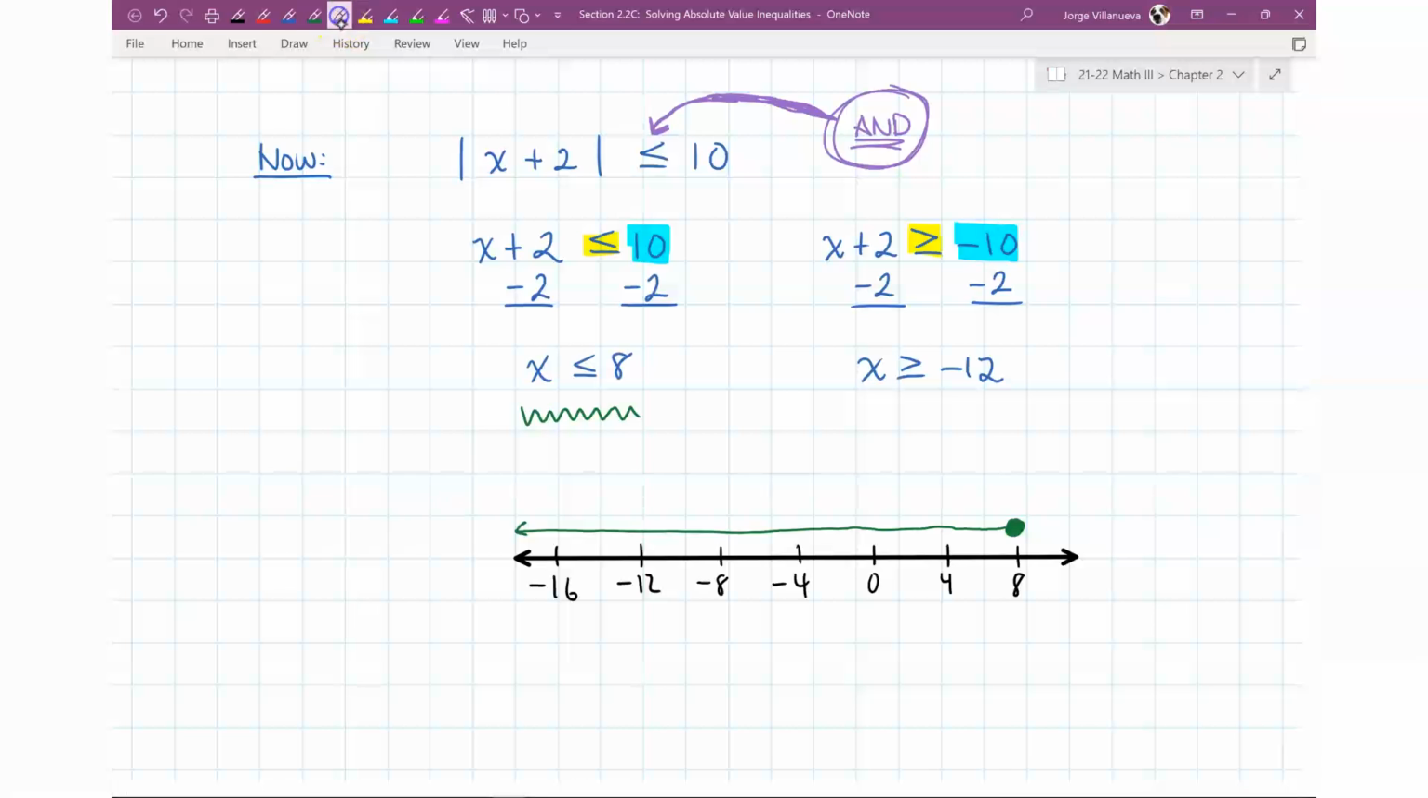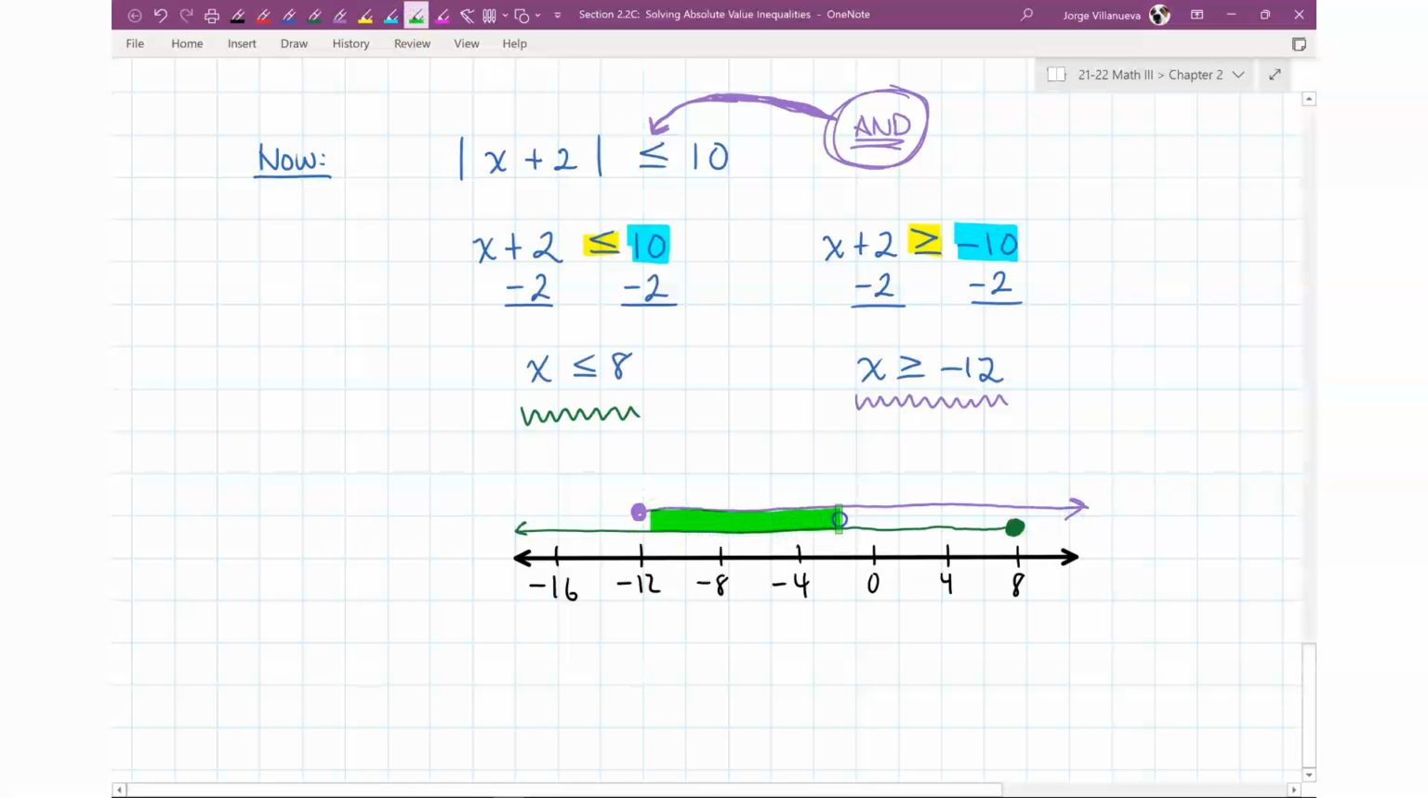Now the other one, x greater than or equal to negative 12, that's going to be another solid circle right here. And it's going to be going to the right side because it's a greater than or equal to, right? So it's going to the right. Now the answer should be where they have the same lines. So right there, that's where they share the same lines. So my answer will be a solid dot here, a solid dot here, and a line that connects the two. Okay, that's my final answer for this problem.